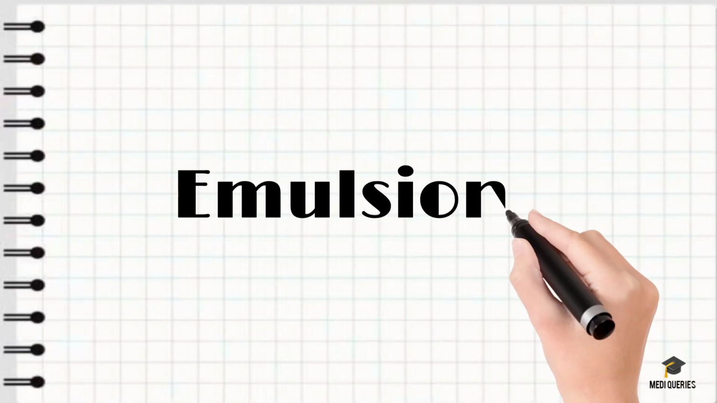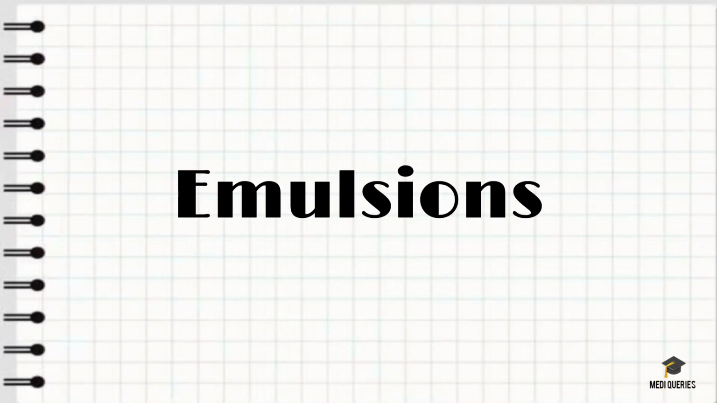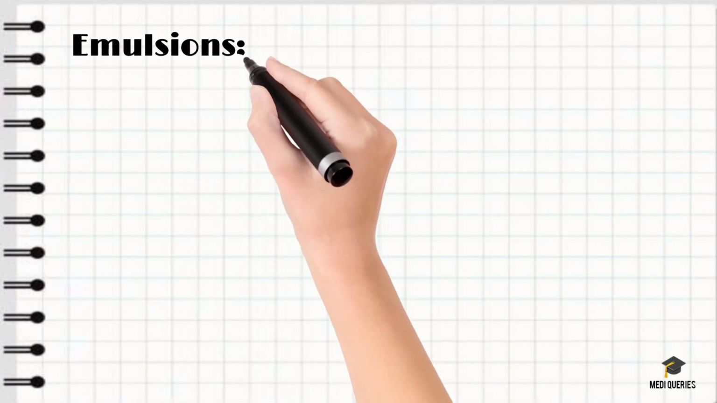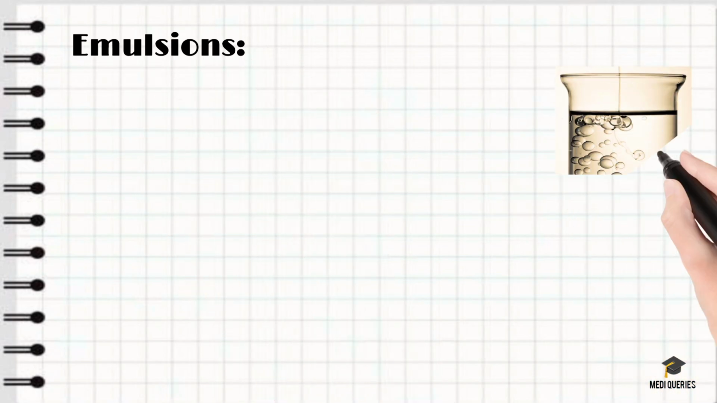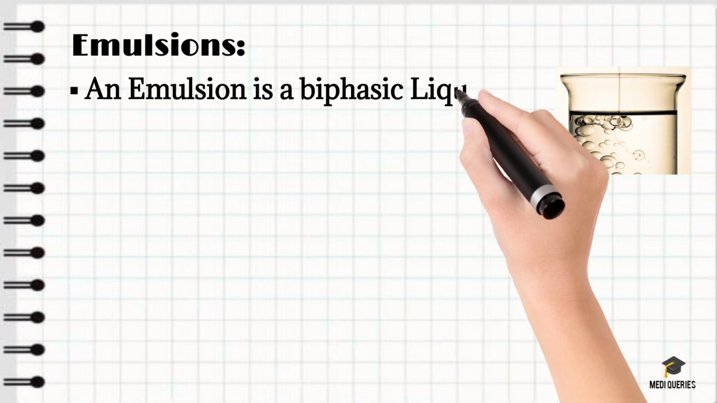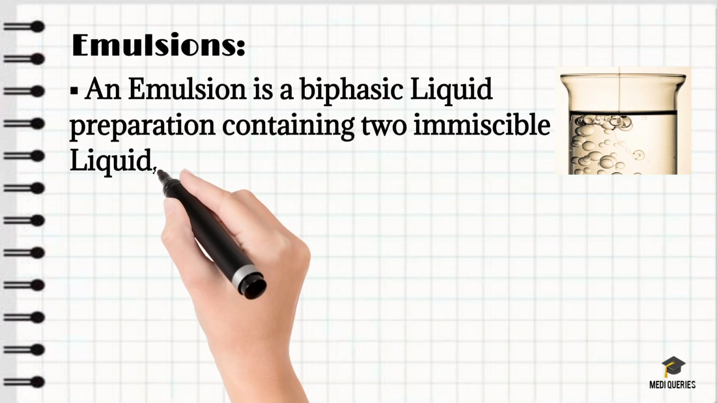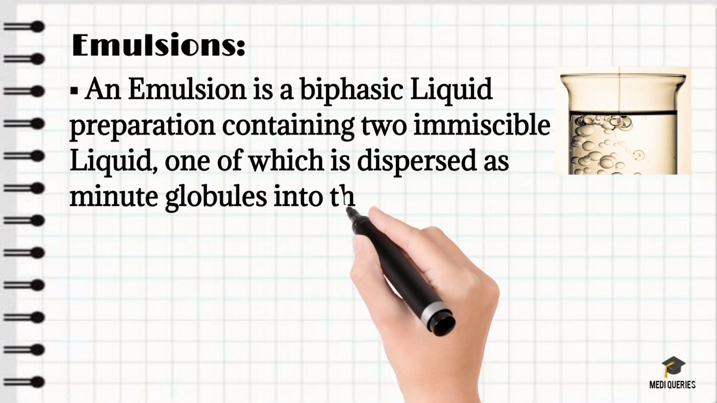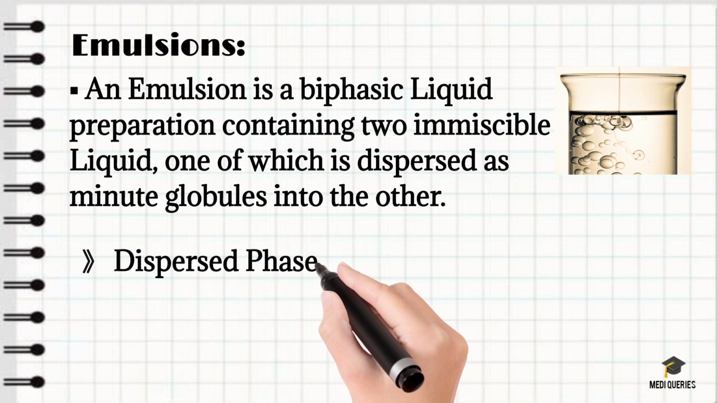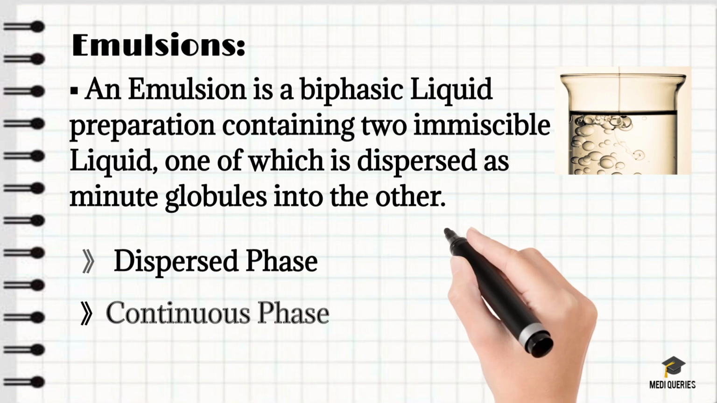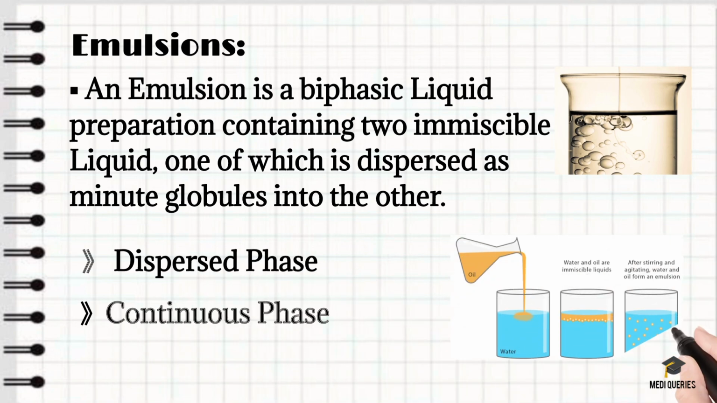Today in this video we are going to learn about the biphasic liquid dosage form, that is emulsions. An emulsion is a biphasic liquid preparation which mainly contains two immiscible phases, that is two immiscible liquids, one of which is dispersed as minute globules into the other. The liquid which is converted into minute globules is called the dispersed phase, and the liquid in which the globules are dispersed is called the continuous phase.